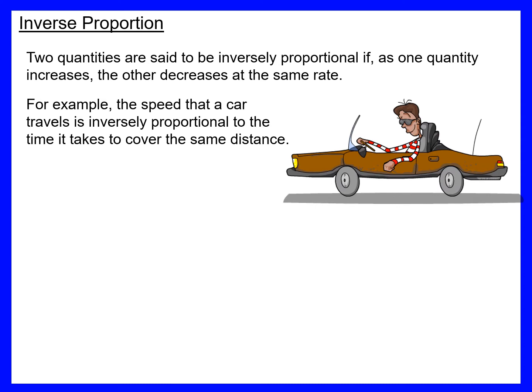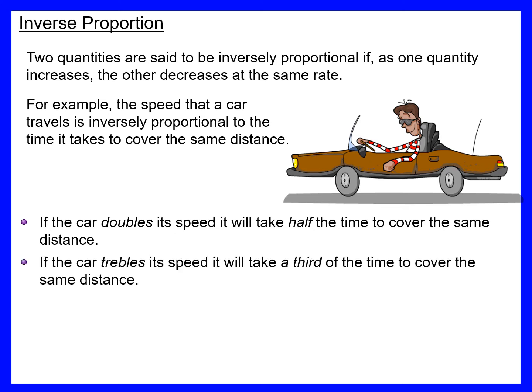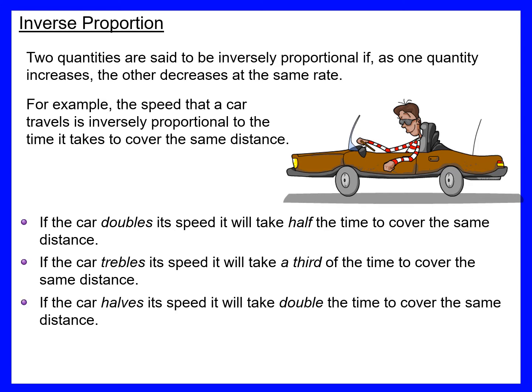So for example, the speed a car travels is inversely proportional to the time it takes to cover the same distance. So if a car doubles its speed, it will take half the time to cover the same distance. If it trebles its speed, it will take a third of the time to cover the same distance. And if it halves its speed, it will take double the time to cover the same distance.